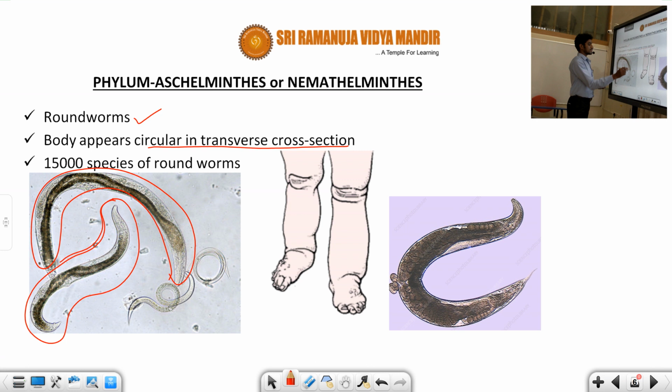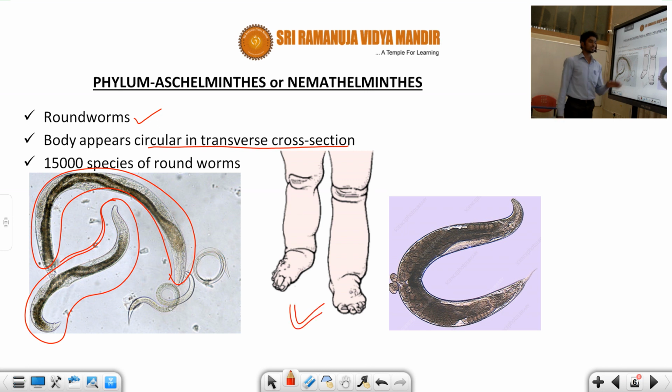So generally this is an example of the Ascaris. Ascaris is known as one type of roundworm. Here the female is larger compared to the male. This is under the microscope. If you observe this diagram, you can understand it now.